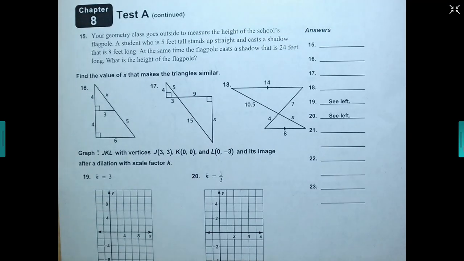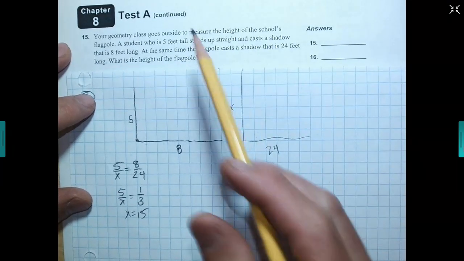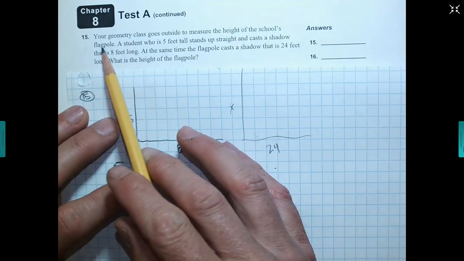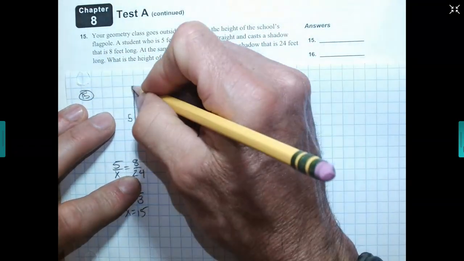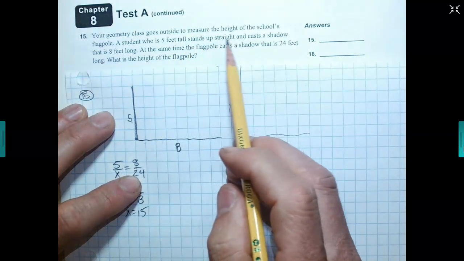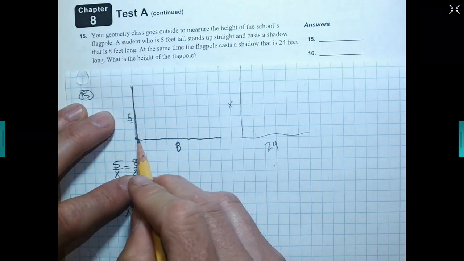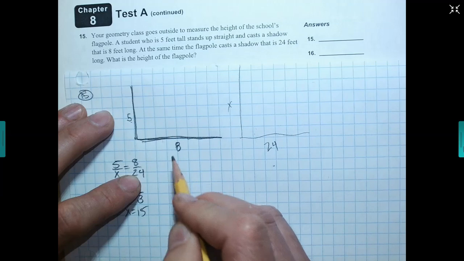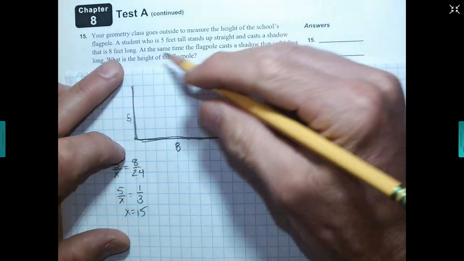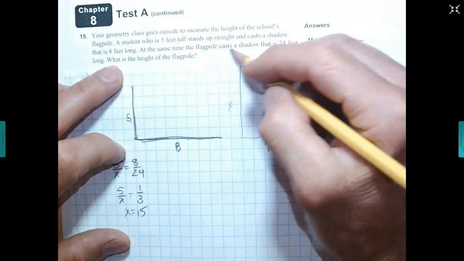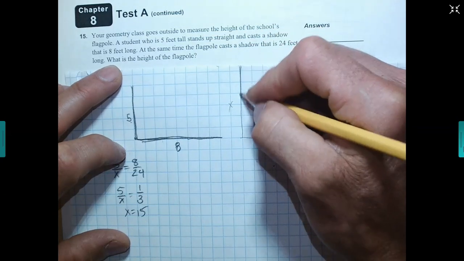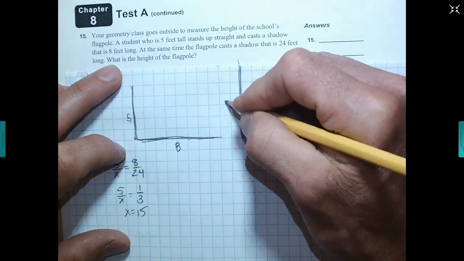All right. On to number 15, your geometry class goes outside to measure the height of a school's flagpole. The student's 5 feet tall, so I made this triangle right here 5 feet tall. Stands up straight, has a shadow of 8 feet, so 5 and 8. And then my other triangle, at the same time a flagpole casts a shadow that's 24 feet. So it goes up, I don't know how high it goes up.